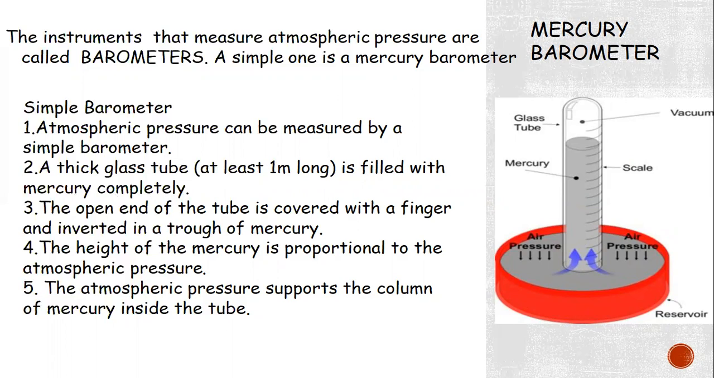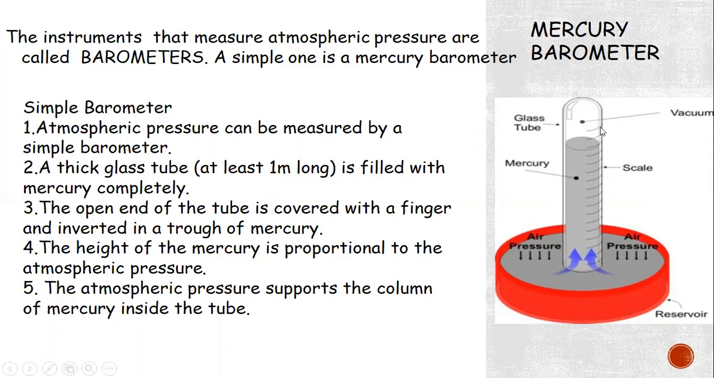If we use water, because water density is lesser, it is only 1 gram per cubic centimeter, a very, very long tube is needed for atmospheric pressure. Now, the open end of the mercury tube is covered with a finger and inverted in a trough of mercury. The height of the mercury is proportional to the atmospheric pressure.